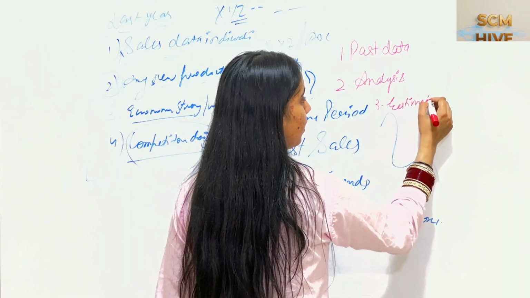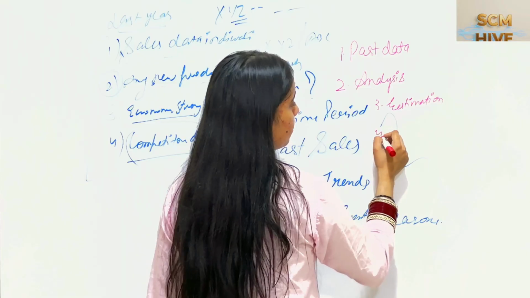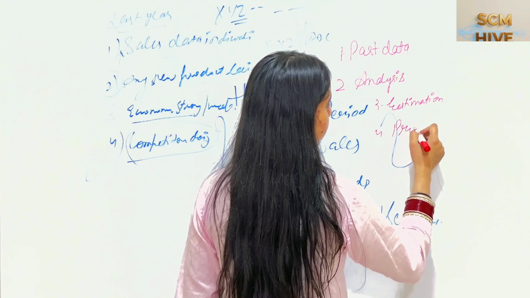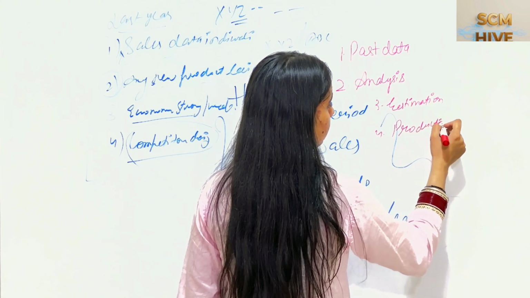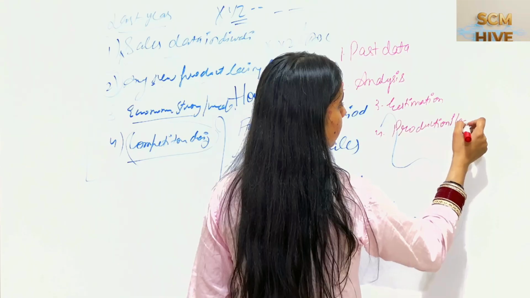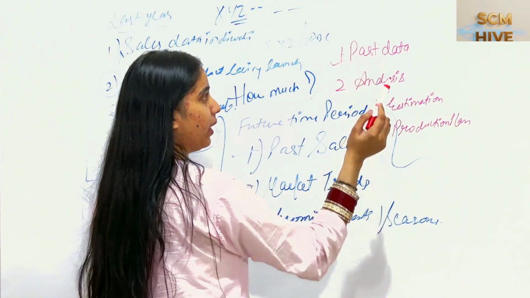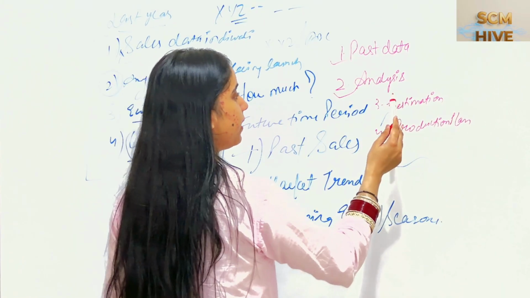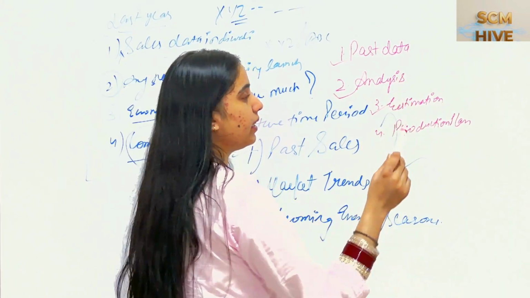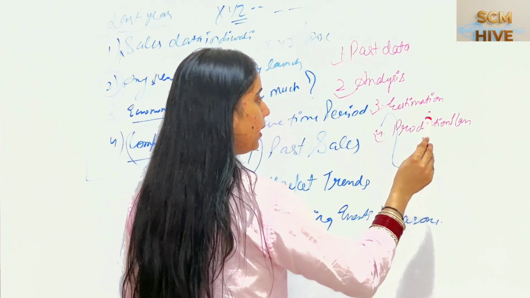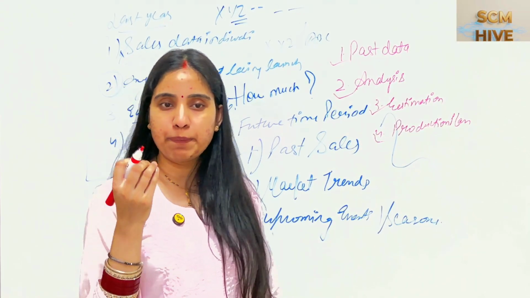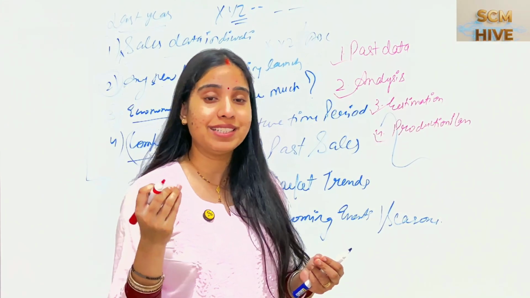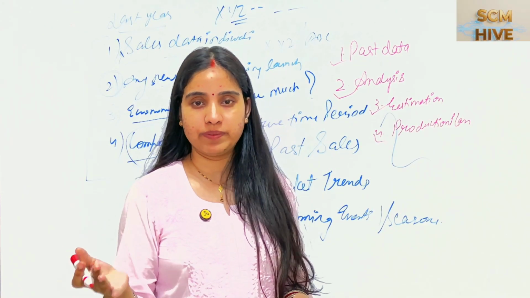And the last is the production plan. So first we go ahead with the past data, which will help in analysis, and with the help of analysis we will estimate exactly what we need to produce. Easy. So that process is demand forecasting. Simple but extremely powerful when it's done in the right way.